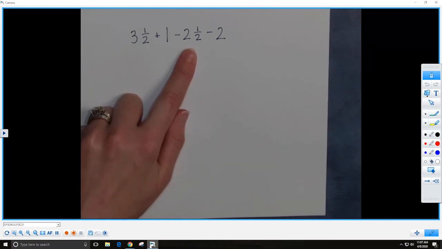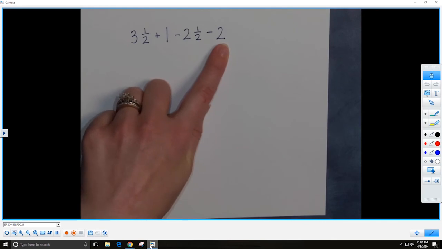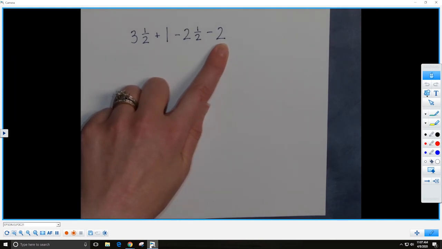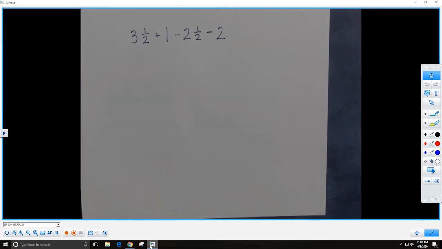Subtracting 2 1/2 takes us to the left. Where would we be now? Right, now we're at 2. Negative 2 takes us 2 places to the left, or subtracting 2 takes us 2 places to the left. Where are we? Right, we are at 0. Great job. You were right. It's neither positive nor negative.